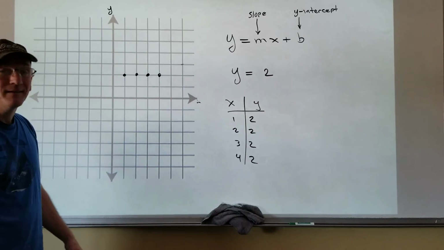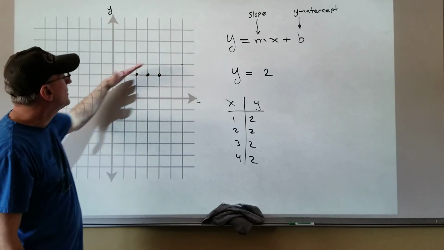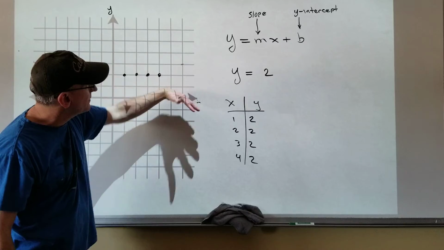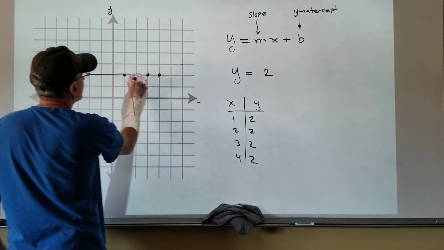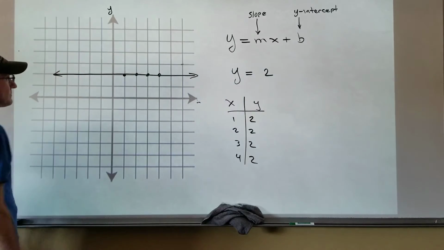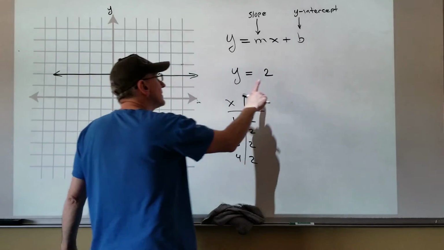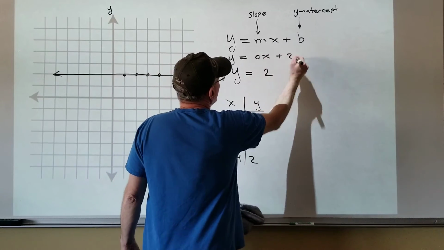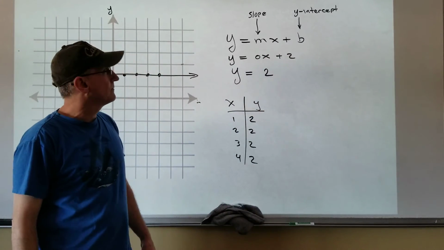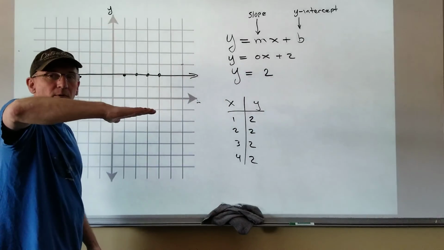You get the pattern? We have a horizontal line that does not increase and does not decrease. As a matter of fact, we say it has a slope of 0, and it looks like this. No slope, 0 slope. As a matter of fact, I've seen this explained, and it's not a bad way to do it, as this is 0x plus 2 with a slope of 0. Of course, for that, you just have to know that a slope of 0 is horizontal.